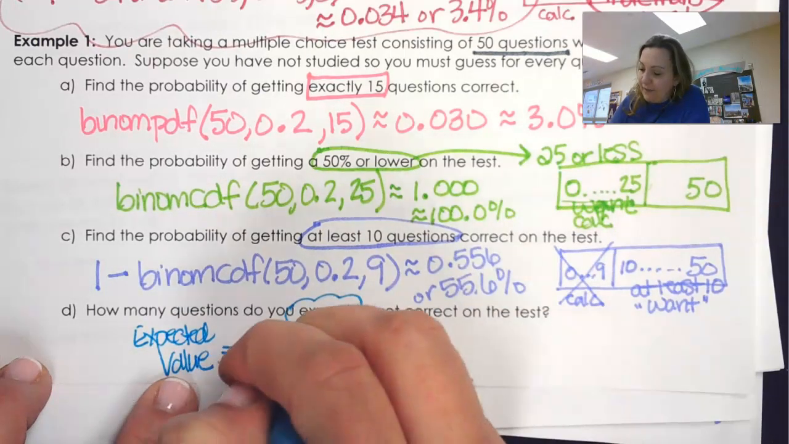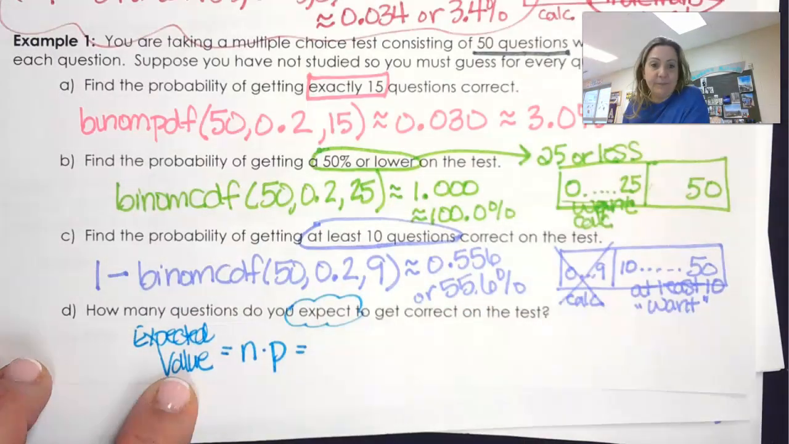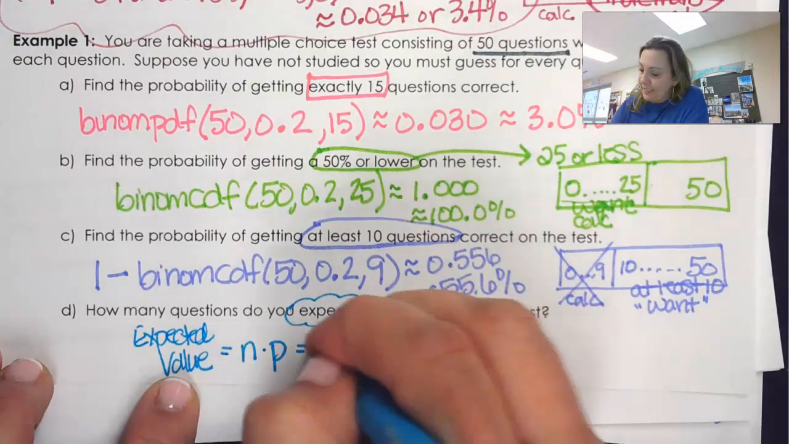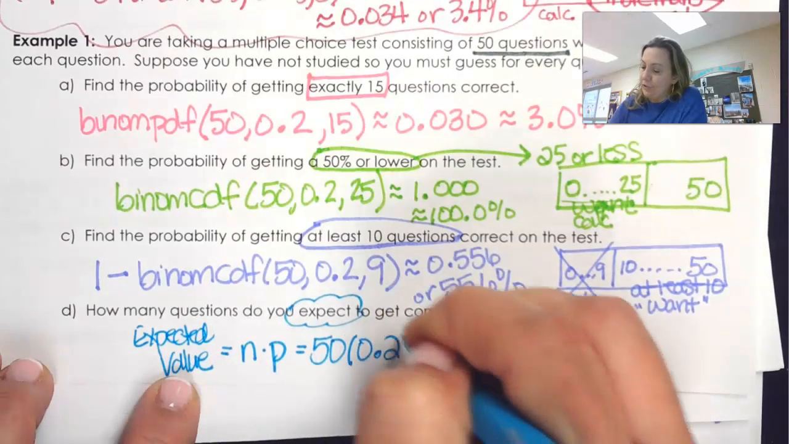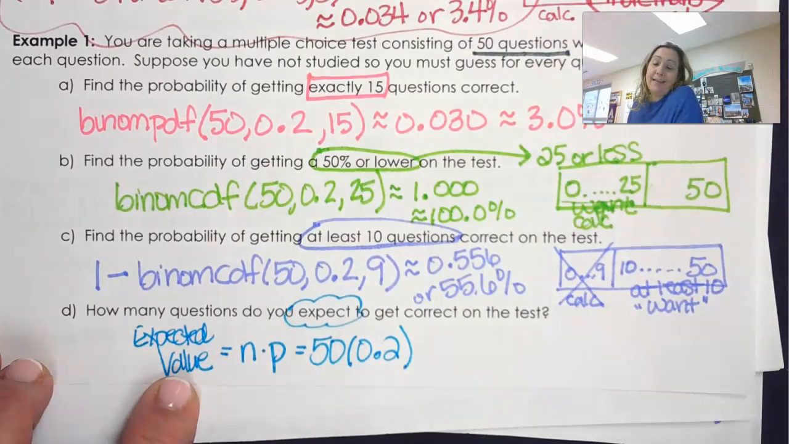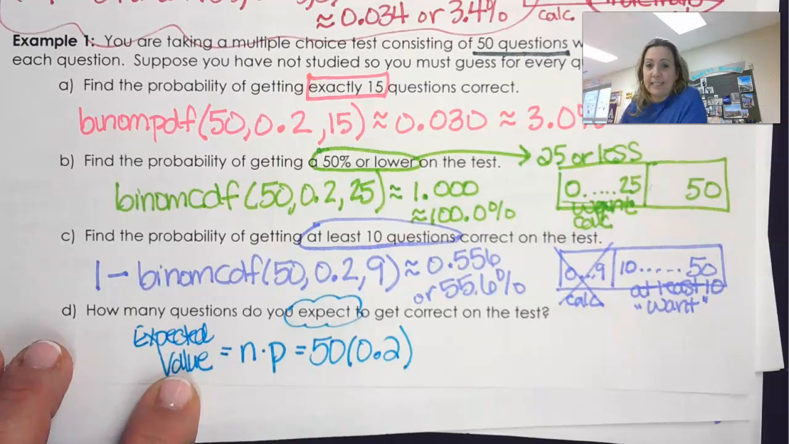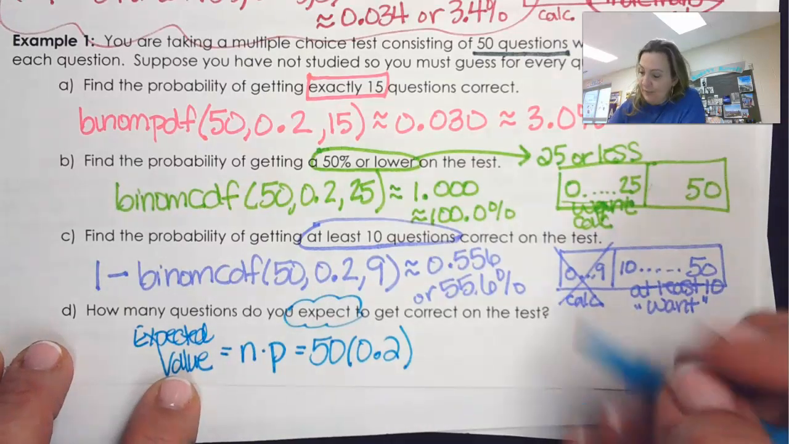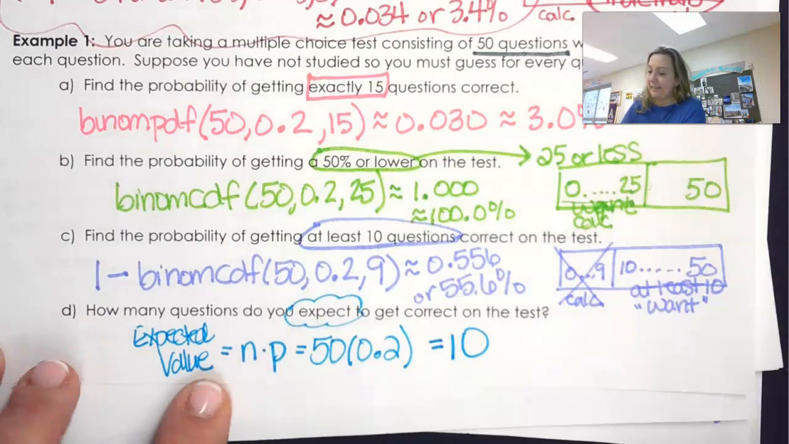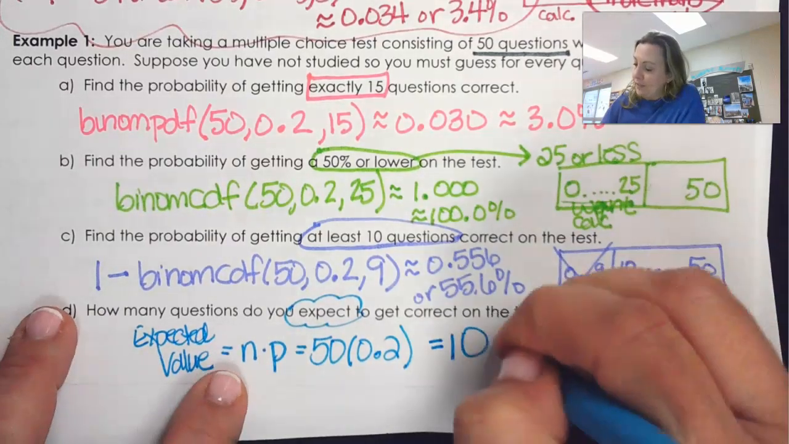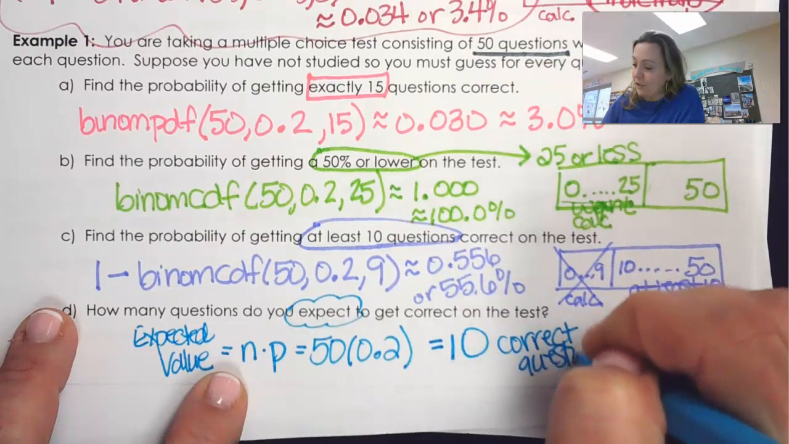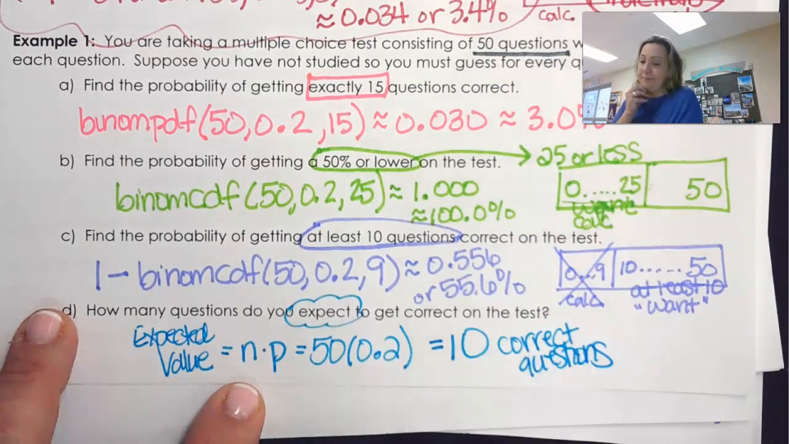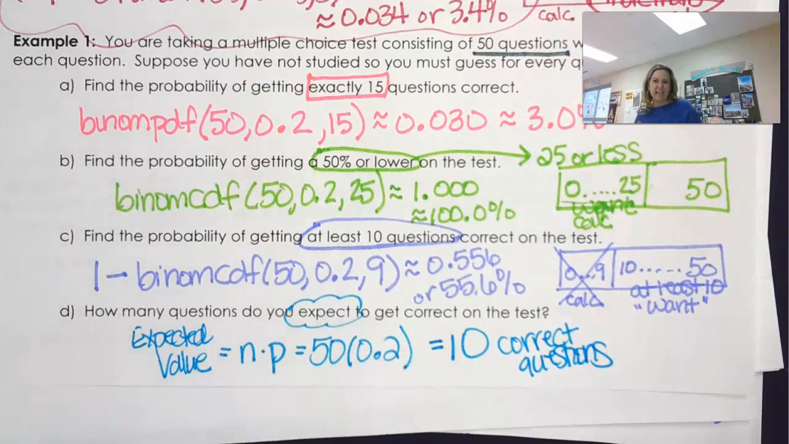Okay. Our expected value is n times p. Our n was 50 questions. Our p was 0.2. So we're expected to guess and maybe get it correct 20% of the time. And 50 times 0.2 gives me 10. So that means that I would expect to only get 10 questions correct if I were to guess. So not a good one. All right.